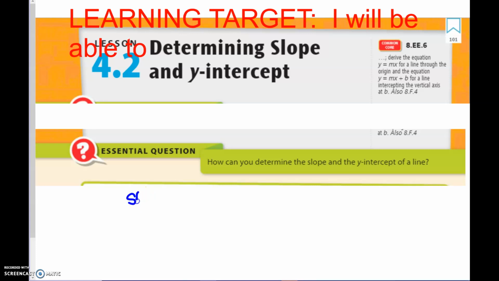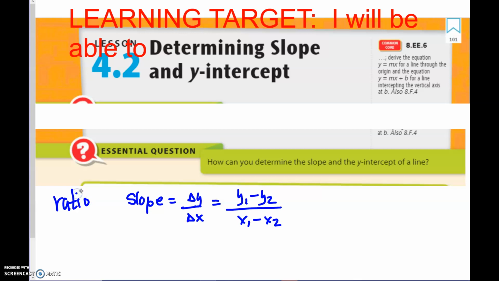If we think about slope, we have already been doing slope. Slope is when we talk about change in y over change in x. Sometimes we grab two ordered pairs and we take the two y values and subtract them over x1 minus x2. Remember, we write slope as a ratio, change in y over change in x.